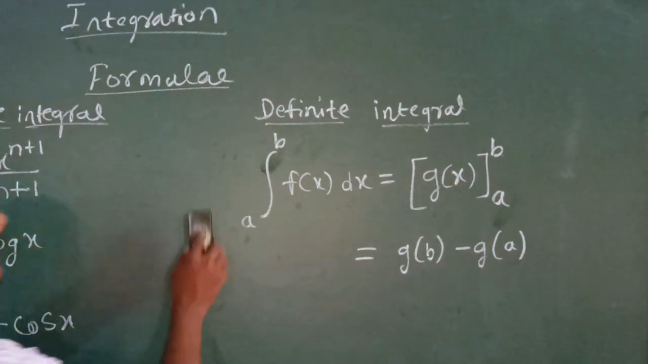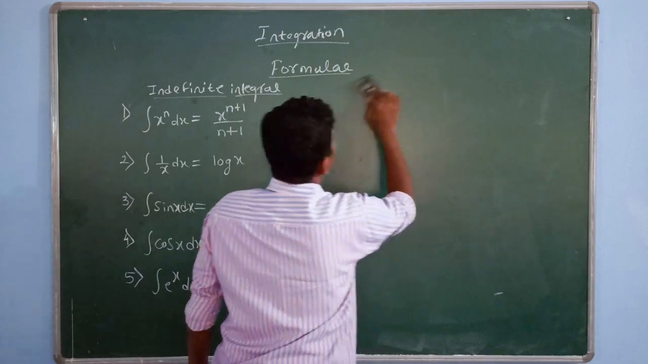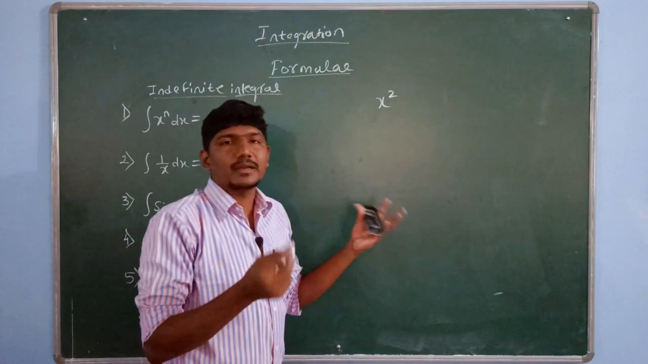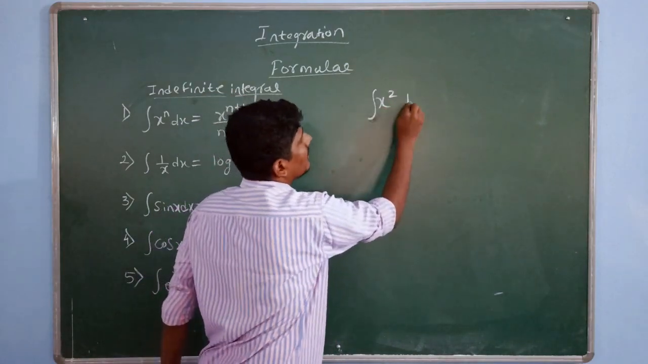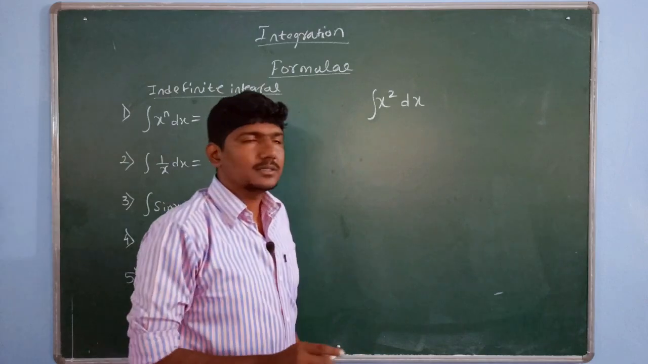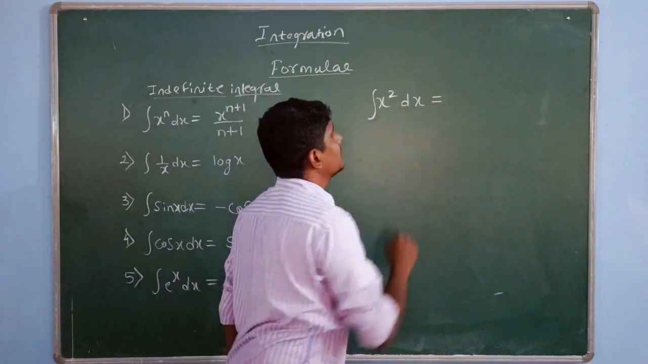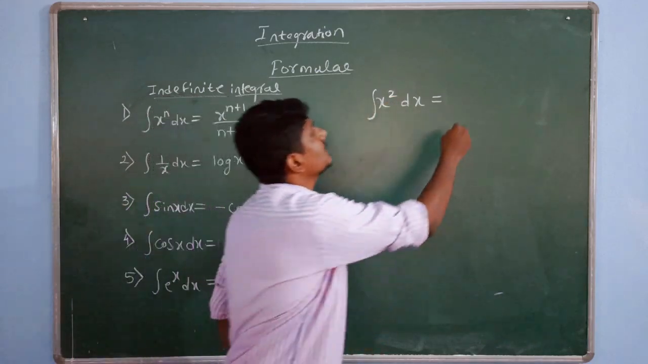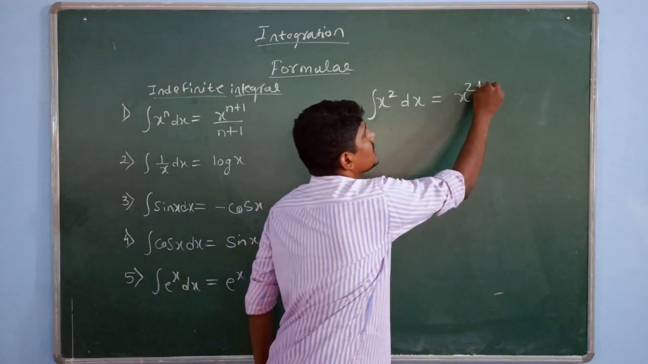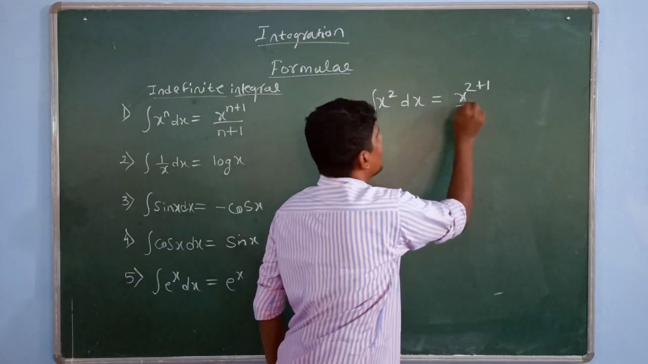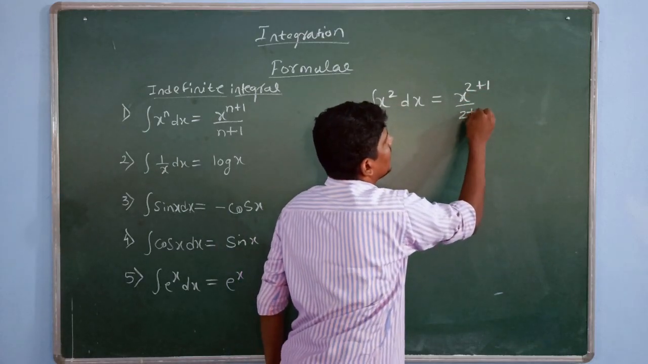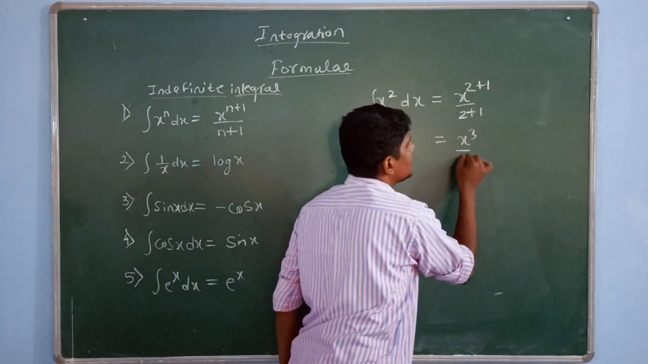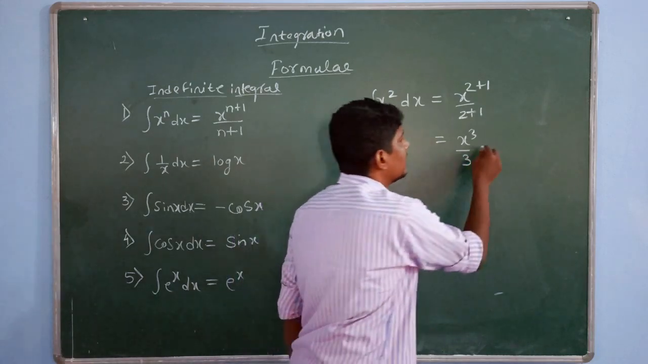First one, we will begin with x square. So x square we need to integrate. Integration of x square dx, while integrating you need to write dx. Use the formula, in place of n, 2 is there. So x raised to 2 plus 1, that is n plus 1, divided by n plus 1, 2 plus 1. So that equals x raised to 3 by 3. Along with this we write plus c.